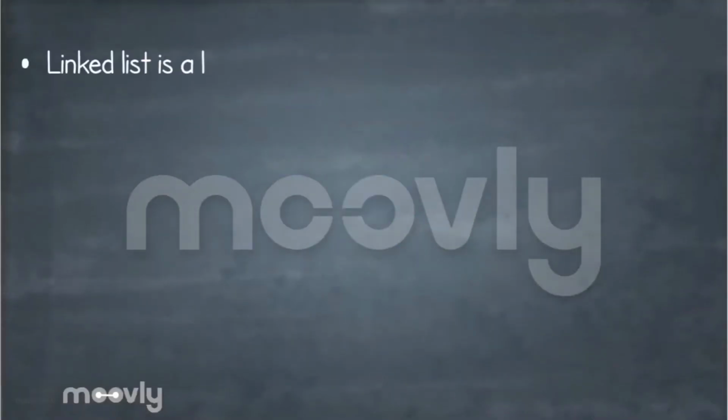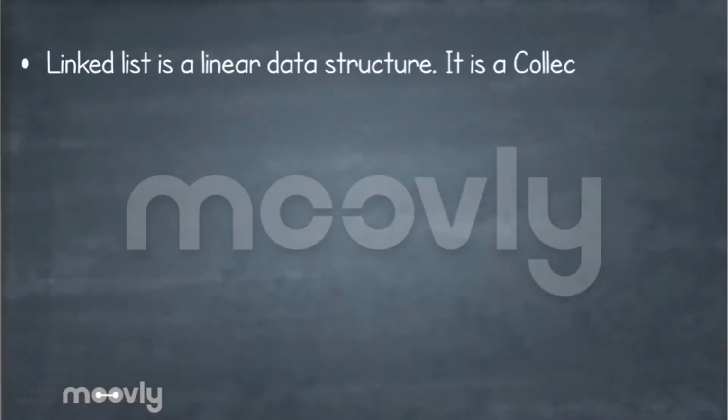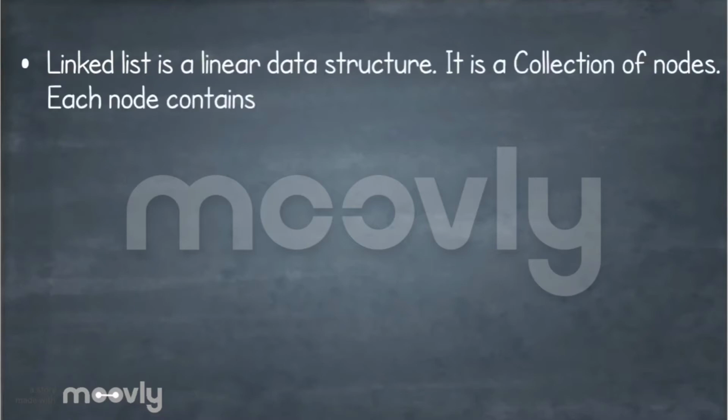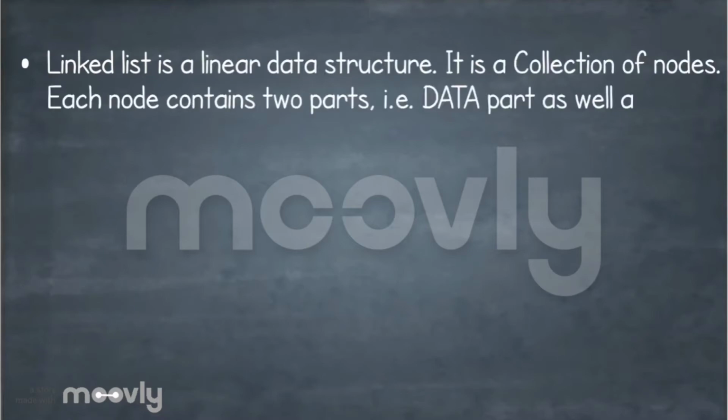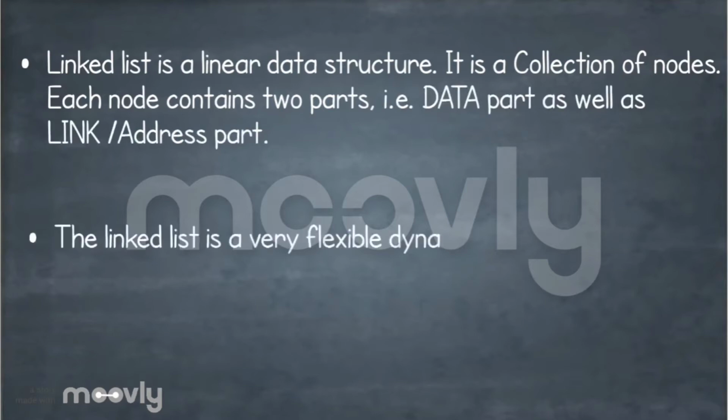A linked list is a linear data structure. It is a collection of nodes. Each node contains two parts, i.e., the data part as well as the link, the address part. The linked list is a very flexible dynamic data structure.